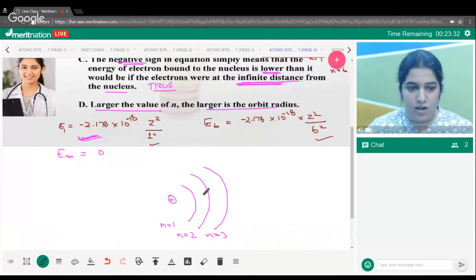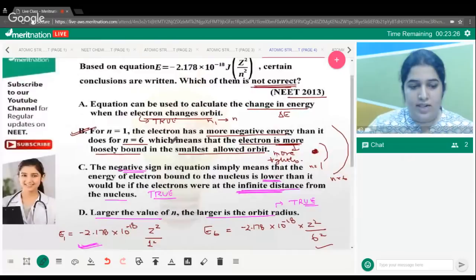So this is a very simple statement. So this is also true in nature. So there is only one incorrect statement, that is this one, option B. So that's our correct answer here. Understood?